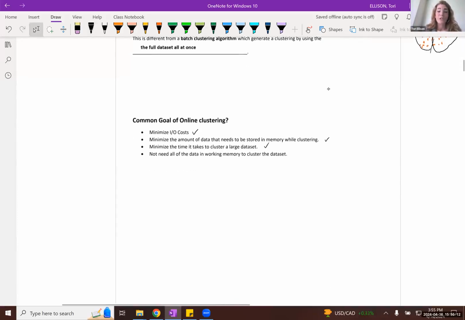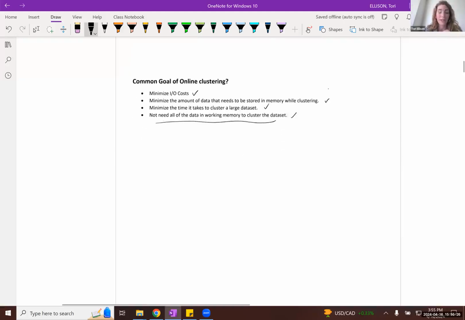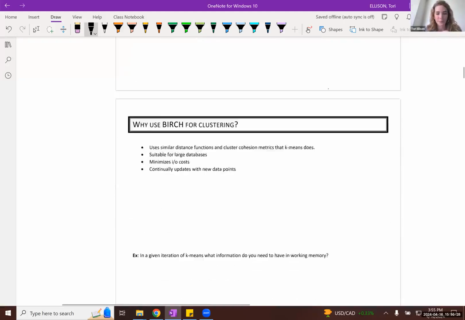Okay. And generally speaking, the assumption about these online clustering algorithms is that you don't actually need to have the full data set loaded in your working memory to actually cluster that full data set.